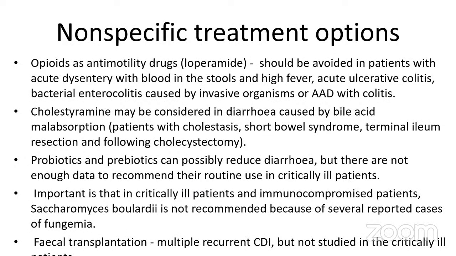Opioids as antimotility drugs should be avoided in patients with acute dysentery, with blood in stools and high fever, acute ulcerative colitis, bacterial enterocolitis caused by invasive organisms, and antibiotic associated diarrhea with colitis. Cholestyramine may be considered in diarrhea caused by bile acids malabsorption, patients with cholestasis, short bowel syndrome, terminal ileum resection, and following cholecystectomy. Probiotics and prebiotics can possibly reduce diarrhea, but there are not enough data to recommend their routine use in critically ill patients.